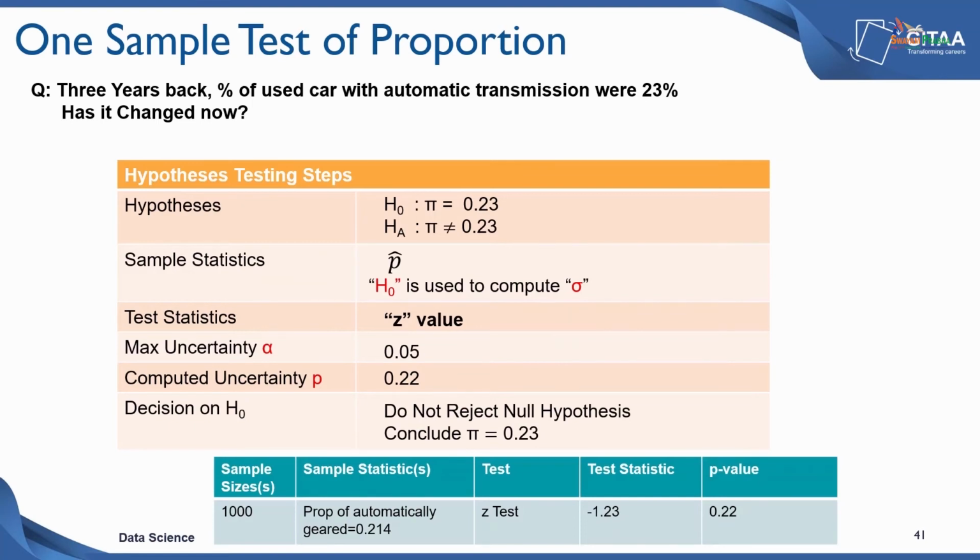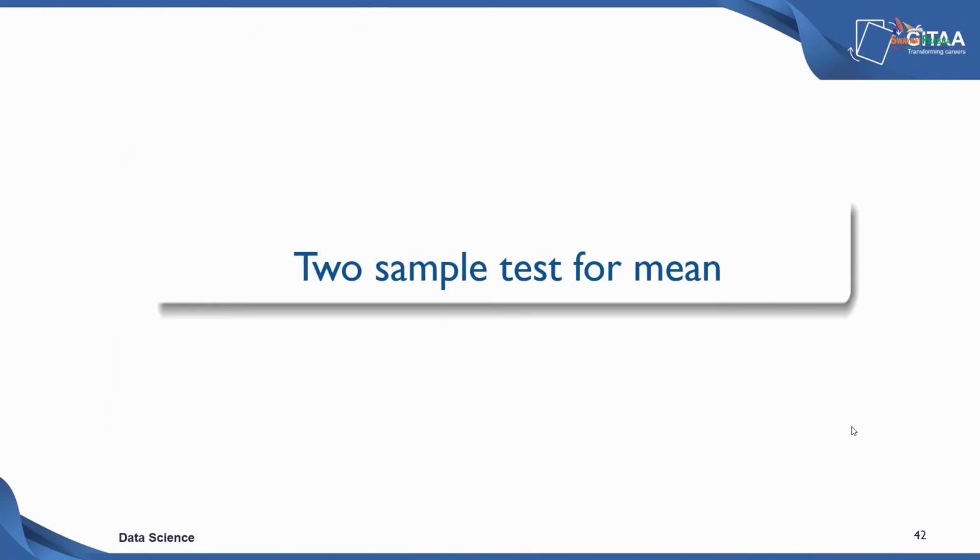Let's look at the summary. We looked at a sample size of about 1000. The proportion was 0.214, that is 21.4%. Again, it's lower, but it's not substantially lower enough, for this sample size and the kind of distribution that we have, for you to conclude that pi is different from 0.23. And therefore we conclude that pi is equal to 0.23. Of course, we used the z test, and the p-value output was 0.2.